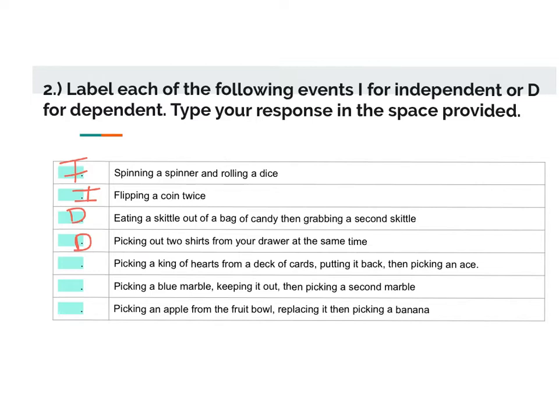Picking a king of heart from a deck of cards and putting them back, then picking an ace. Since you're putting it back, you are not affecting the deck, so those would be independent events. Picking a blue marble, keeping it out, then picking a second marble. Since you kept that original marble out, the blue one, then there are now less blues, so it does affect your second event, so that would be dependent. Picking an apple from the fruit bowl, replacing it, then picking a banana. Since you are replacing it, then that would be independent because the first thing that you did will not affect the second.